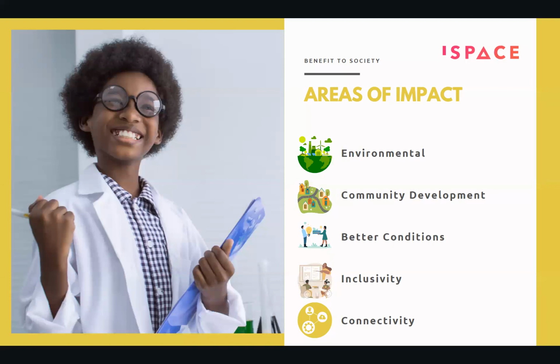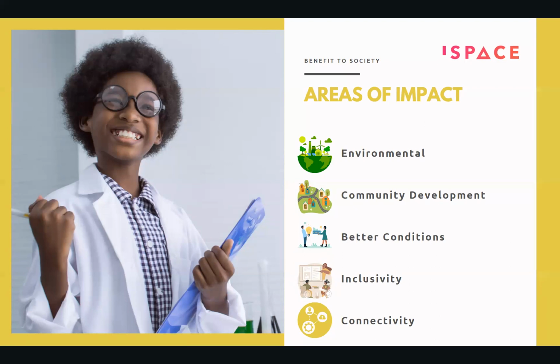Some community development areas include creating jobs and economic opportunities for people within the community, improving access to education and healthcare, providing affordable housing or safe housing, promoting social cohesion and inclusion, and then also safety.